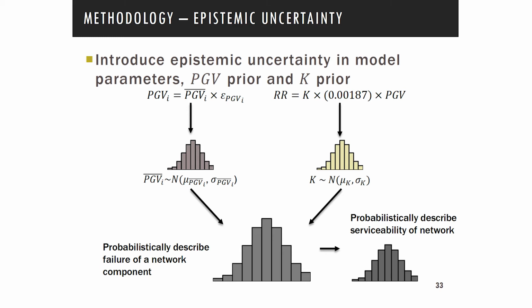So within this framework, instead of assuming that A and K are constants here, we assume that they actually are uncertain parameters, because there might be uncertainty in either the data that was collected or potentially the knowledge that we have about this parameter. So using distributions of the PGV and using distributions of K, we are actually able to generate a probability distribution for each component in that water distribution system. And then using that distribution, we can propagate that to the entire system, and we can probabilistically describe the system performance to a number of hazards.